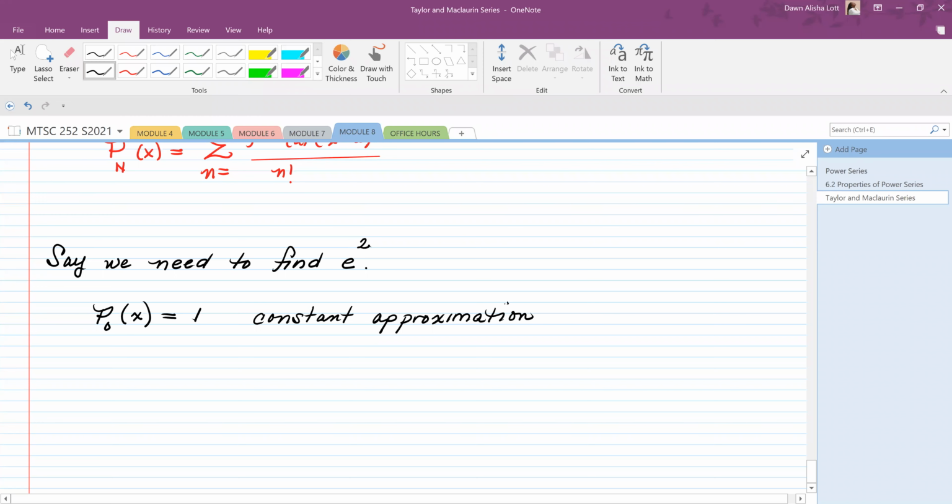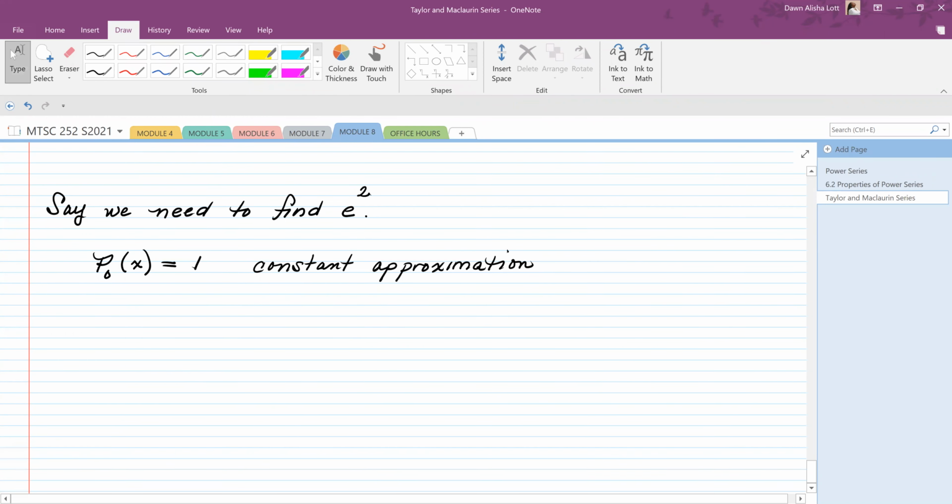Okay, and it is bad. E squared does not equal 1. We all know that. Suppose we had P1 of x. That would say take 1 plus x. Actually, let's do something even more exciting. Let's do the square root of e.